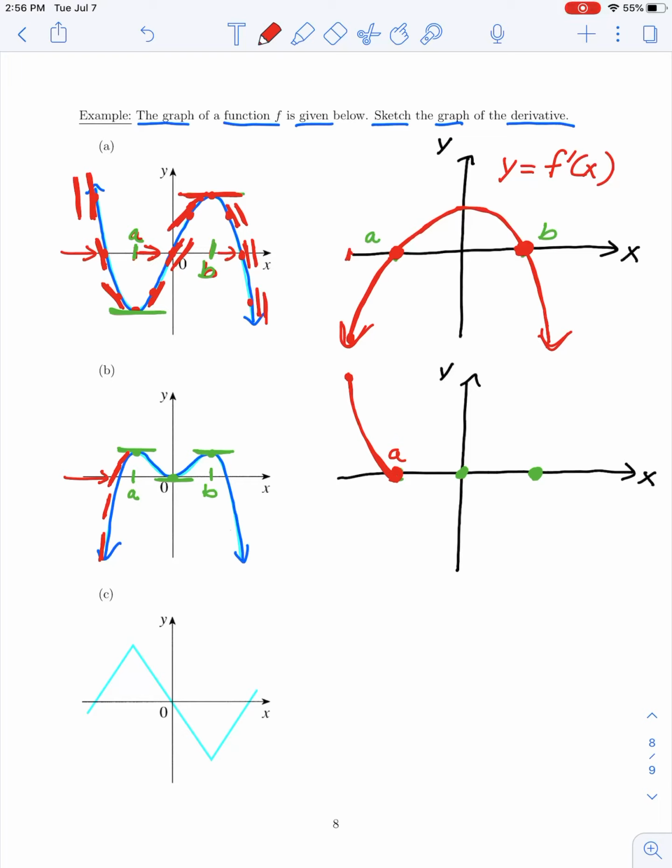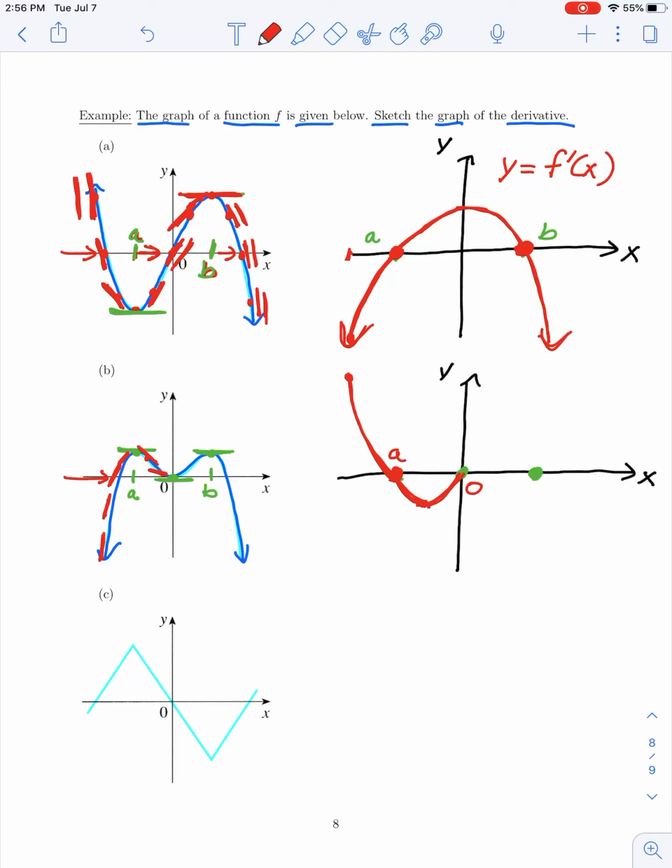Now between a and 0, if we choose a point, the slope of my tangent line now becomes negative. So the slope of our tangent line, which is our derivative, becomes negative. It dips below the x-axis. And then it starts to flatten back out towards 0 at x equals 0.